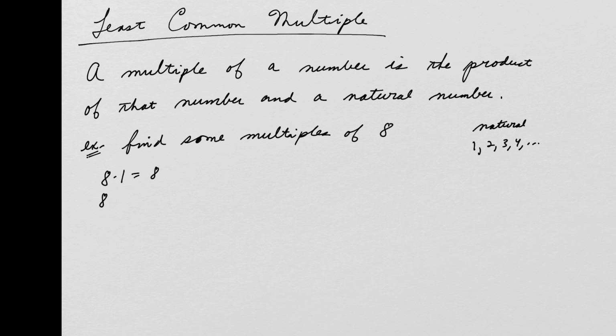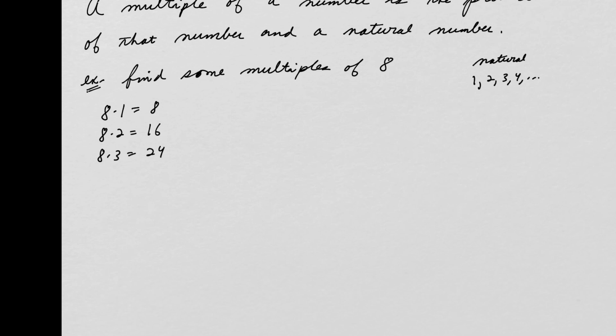Then 8 times 2, which is 16. That would be a multiple of 8. 8 times 3, which is 24. That would be a multiple of 8. 8 times 4, which is 32. That would be a multiple of 8, and so on. Okay? So that's all I mean by multiples. They're just a product of the number and some natural number.